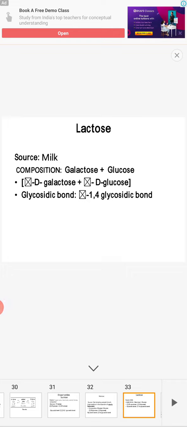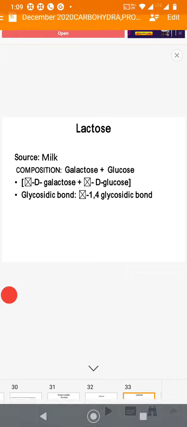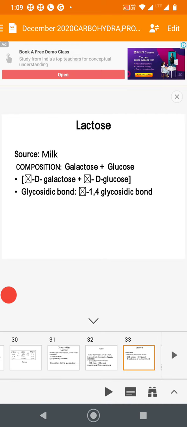So the glycosidic bond in lactose is beta 1,4 glycosidic bond. Beta is not visible there. So beta D galactose and beta D glucose, and the glycosidic bond in lactose is beta 1,4 glycosidic bond.